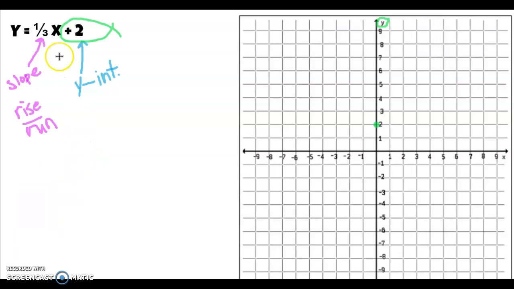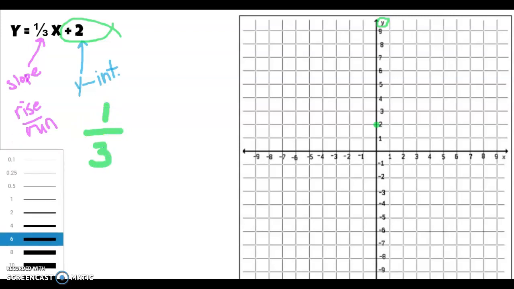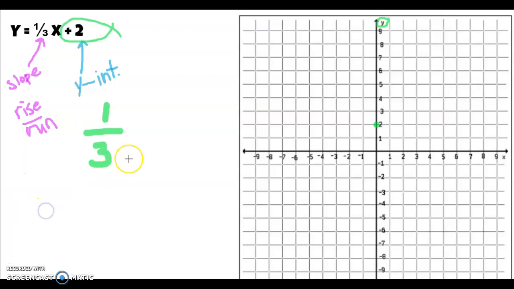My second step then is to look at my slope. And I have a slope of 1/3. Now, since it's in rise over run format when it is graphing, my rise is going to be 1, and my run is going to be 3. In other words, I'm going to go up 1 and to the right 3 because the slope is positive.